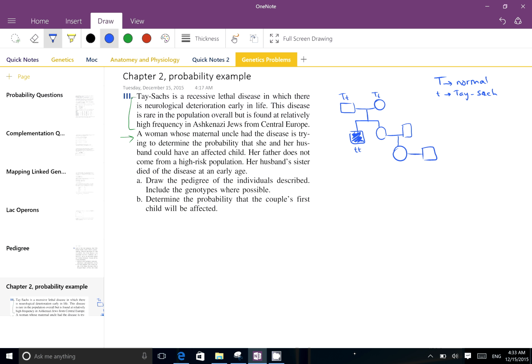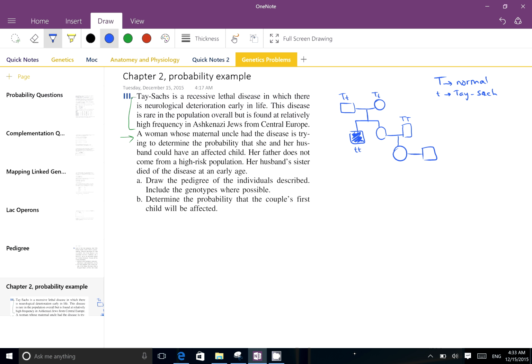And then we're trying to determine the probability that she and her husband could have an affected child. So we want to figure out if she's a carrier or not. That's the only way that she will have an affected child. Both she and her husband need to be carriers. Her father does not come from a high-risk population, so it's safe to assume that the father is not even a carrier.